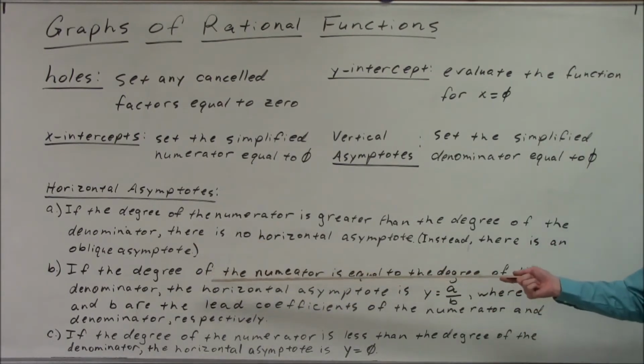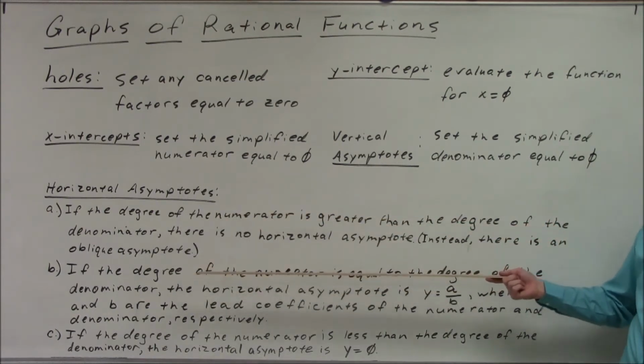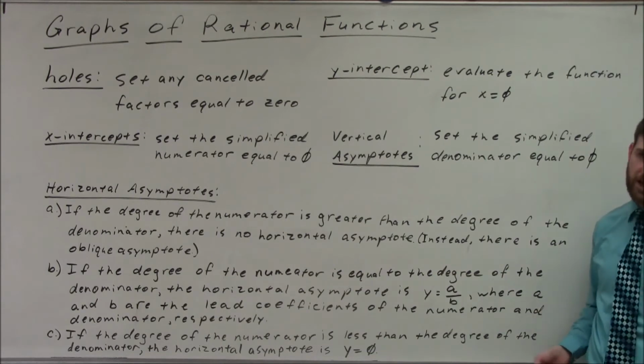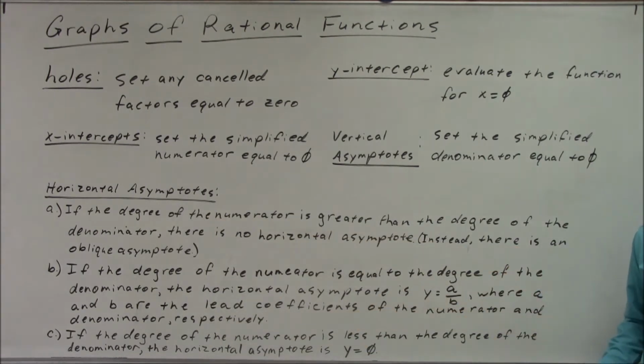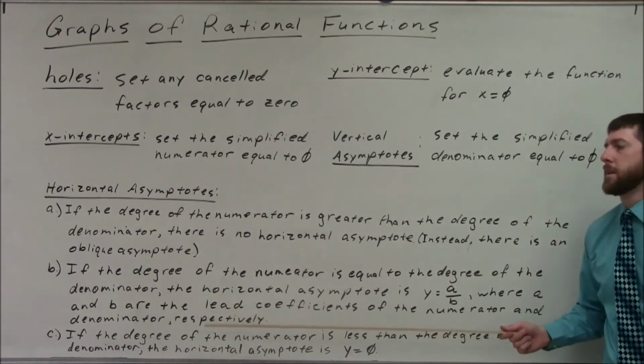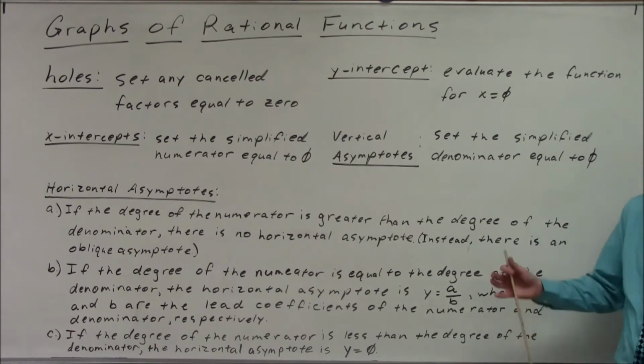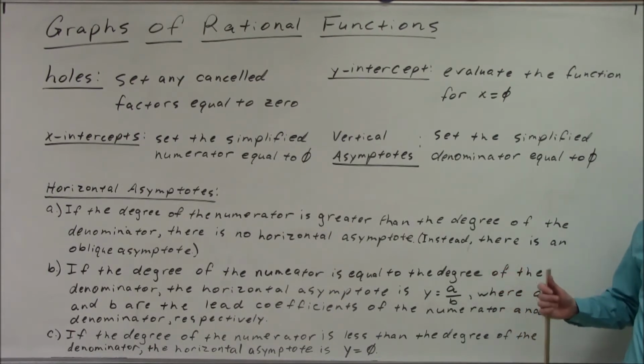The next relationship is, instead of the degree of the numerator being bigger, if the degree of the numerator and denominator are the same. So say I have an x squared function over an x squared function, or an x to the 10th function over an x to the 10th function. Well, what's happening in that case as we go towards positive and negative infinity is that the degrees cancel each other out for the most part.